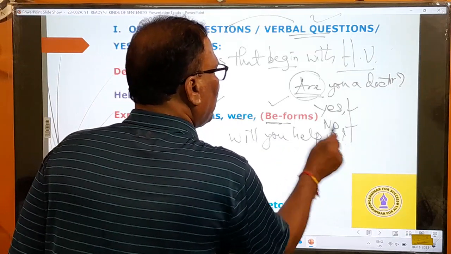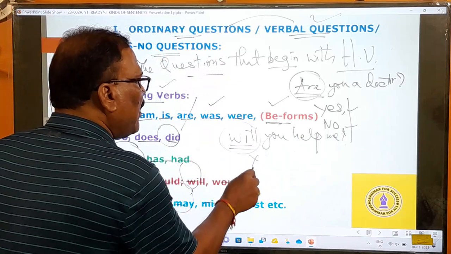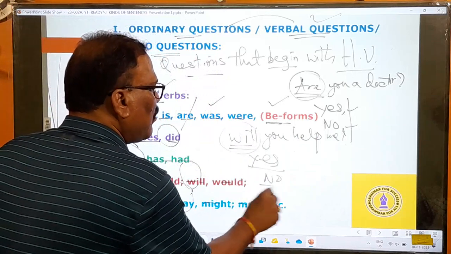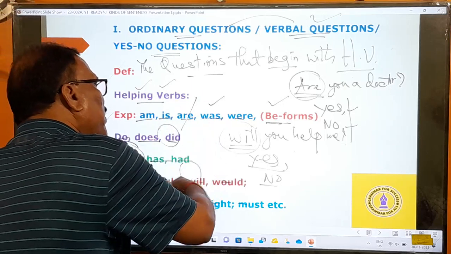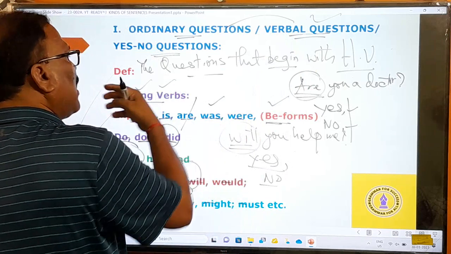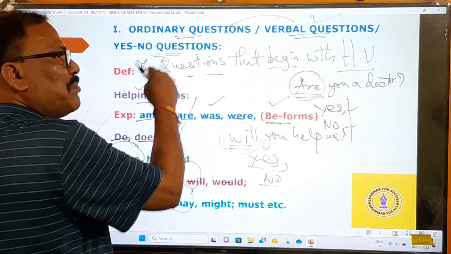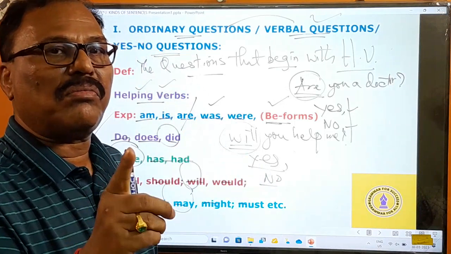Will you help me? If it is yes, yes. If it is no, no. That's all. That's why the questions that begin with these helping verbs are called verbal questions. The questions that begin with these helping verbs are called yes-no questions, because the answer to these questions will be either yes or no.